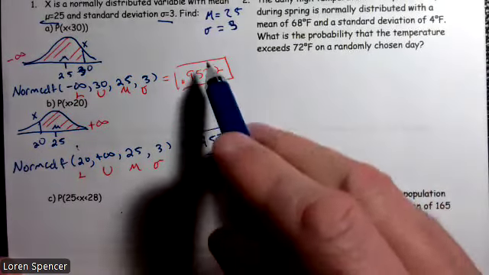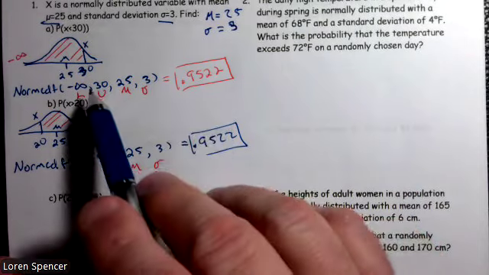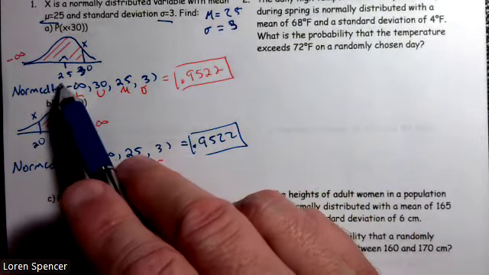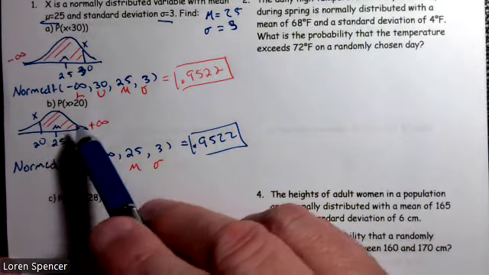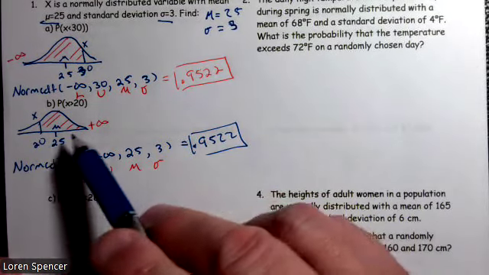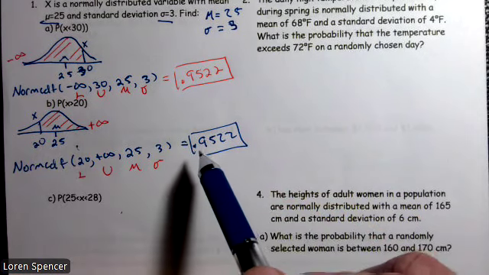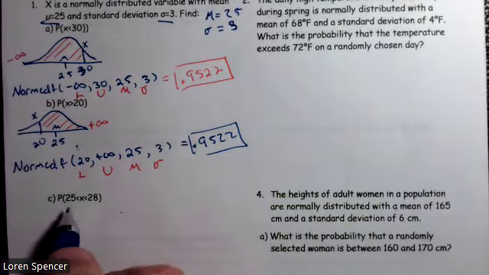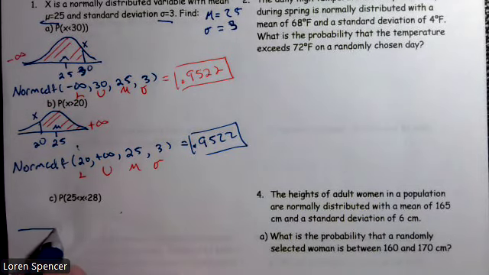Why are these two the same answers? Did we make a mistake? Well, this is 5 values above and shading down. This is 5 values below and shading up. So because it's symmetric and we're the same distance from the mean, we should get the same value, and we did. All right, the next one, 25 to 28.